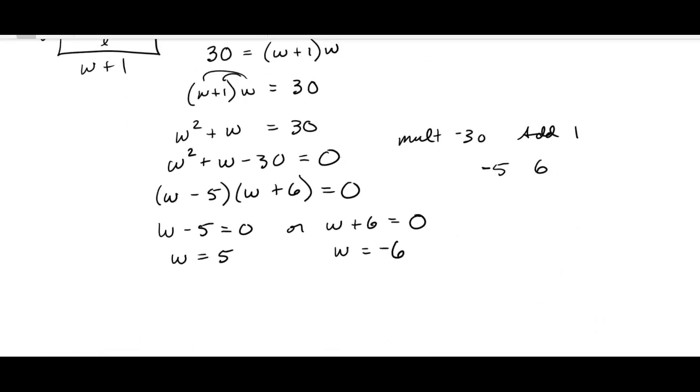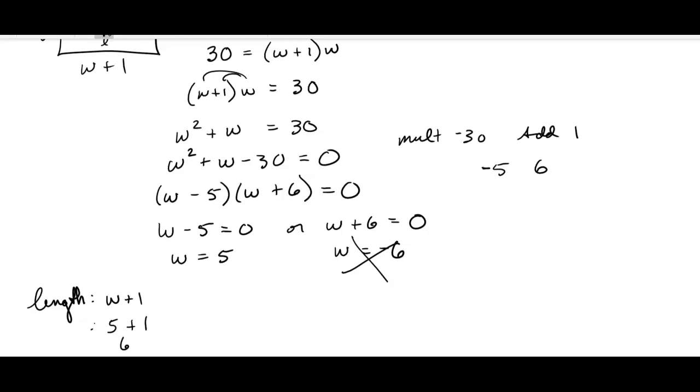So you can't have the width be a negative number. So this answer is kind of out. Logically, you can't measure a rectangle to have a negative measurement. So the width is 5, but what's the length? Well, the length is 1 more. The length was W plus 1. In our case, that's going to be 5 plus 1, or 6.